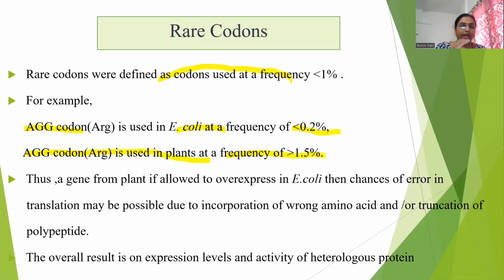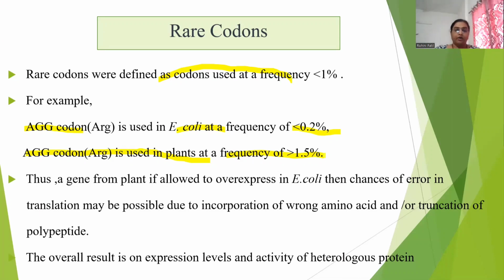Now, when we have to express a gene from a plant in E. coli, the gene will consist of the AGG codon for arginine, and that AGG codon in plants is a frequently used codon, and when it goes into E. coli, it is a rare codon. Are you understanding? AGG is rare in E. coli, AGG is frequently used in plants. So when the AGG codon goes into E. coli, it becomes a rare codon.